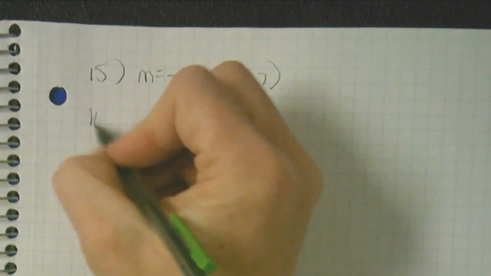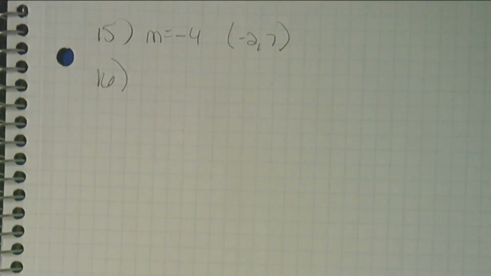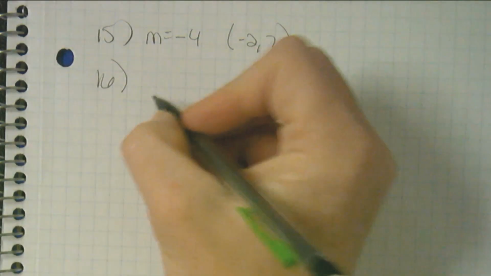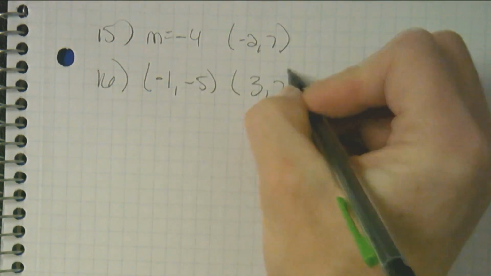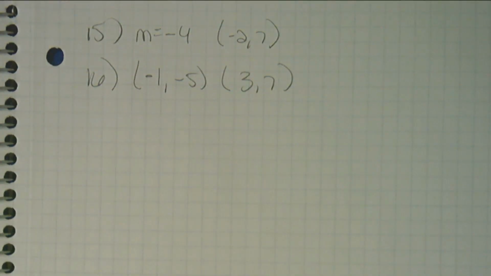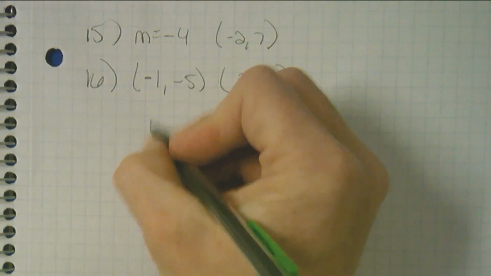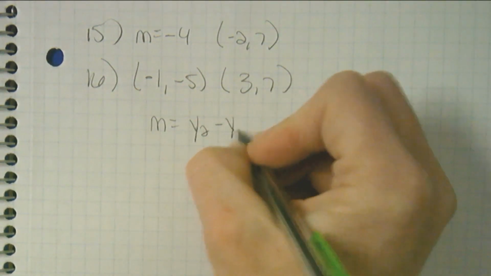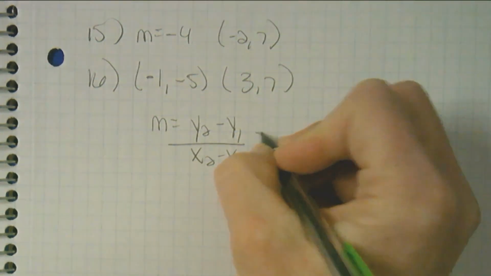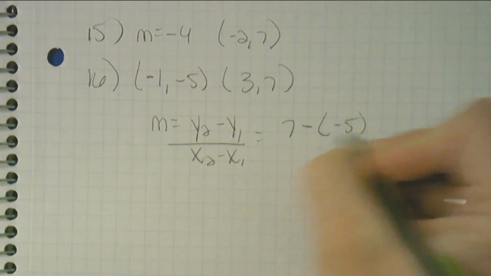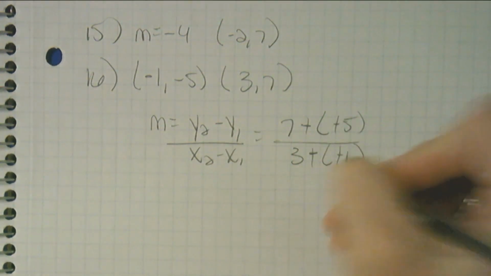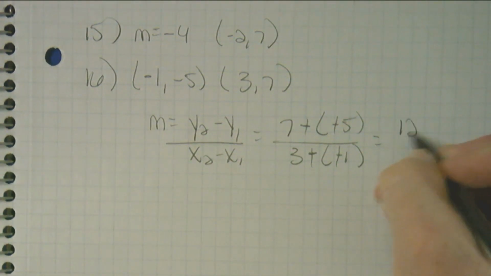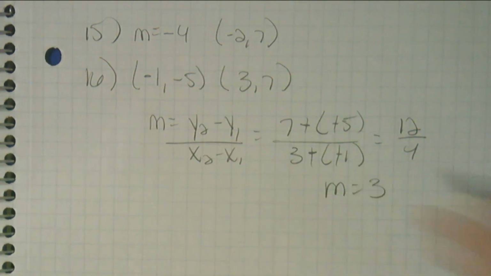Okay, somebody asked for 16. Who asked for 16? If I take a look at 16, it passes through (-1, -5) and (3, 7). For me to turn this into standard form, I have to write it in either slope-intercept or point-slope form first. I'm first going to start with my slope, y2 minus y1 over x2 minus x1. So I'm going to do 7 minus a -5 over 3 minus a -1. You guys catch me if I'm making a mistake, please. This is 12 over 4, so my slope is 3.